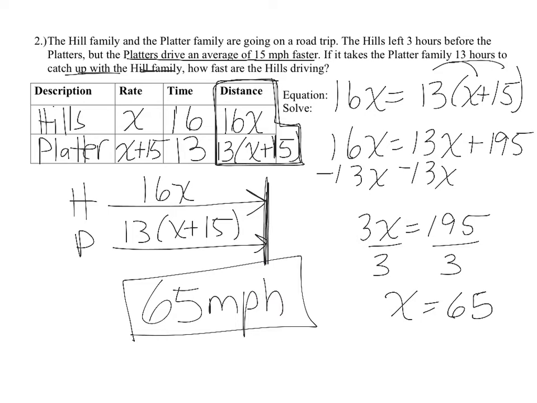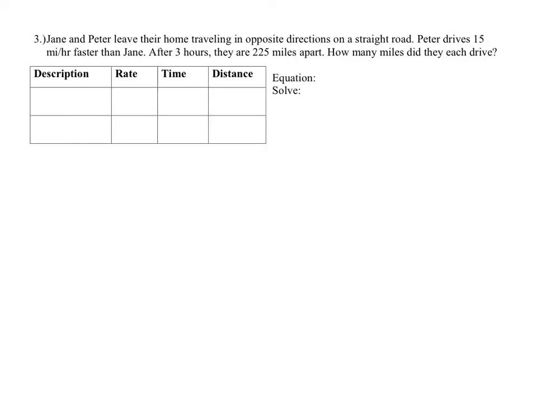Okay, let's try some new scenarios. All right, third scenario. We've got here Jane and Peter. They leave their home traveling in opposite directions on a straight road. Peter drives 15 miles per hour faster than Jane. After 3 hours, they are 225 miles apart. How many miles did they each drive?